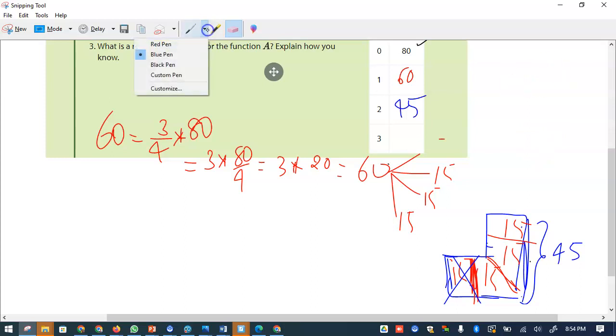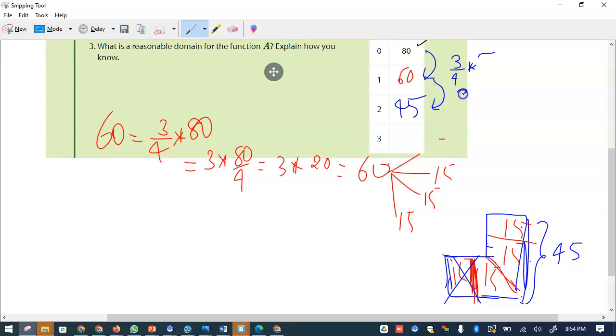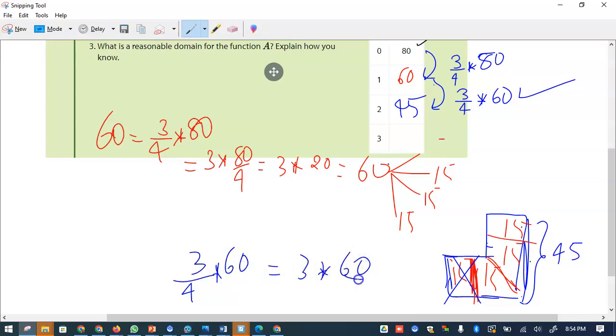so let me write again. So this is 3/4. Now remember, the growth factor is 3/4 of 80. Now again, what's going on is you are multiplying 3/4 of 60. This was 3/4 of 80. So this is the algebraic way of organizing 3/4 of. You can see 3/4 of 60 is 3 times 60 over 4, which is 3 times 15, and you get 45. There you go. So that's how you are working on this problem.